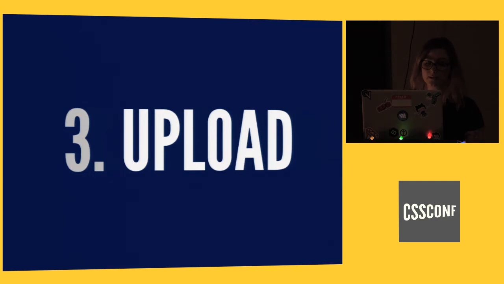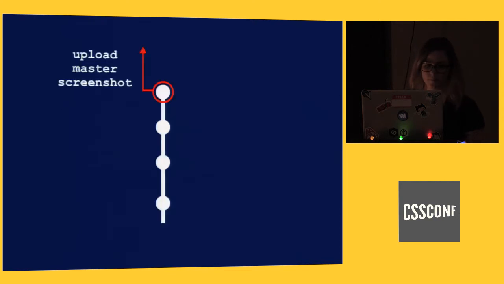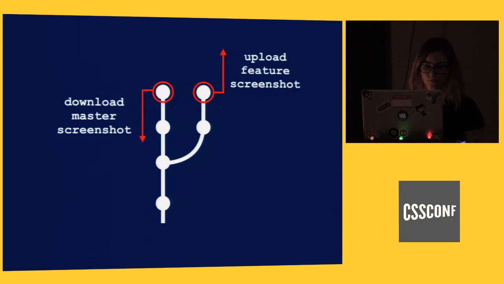Next, I need somewhere to store these screenshots, and I need a way to upload and download these screenshots from that storage area. So using Git, every time I made a push to a branch, I'd upload a screenshot of the current state of each page, including our master branch. And if I had a screenshot already uploaded to our storage area from our master branch, I'd need a way to upload my current features branch to that storage area and download my already uploaded master screenshot from that storage area.